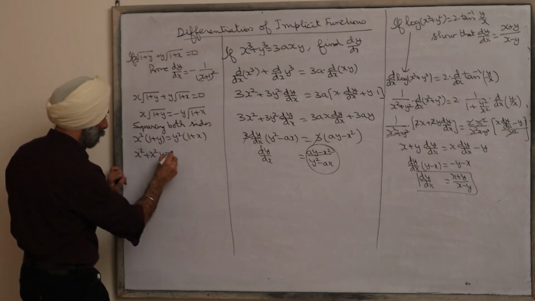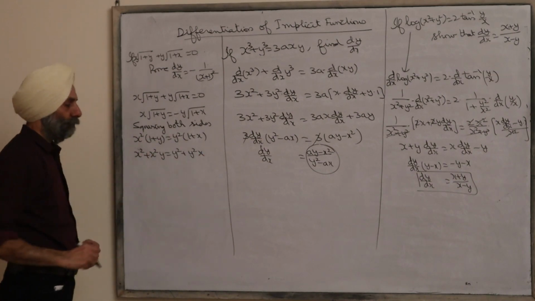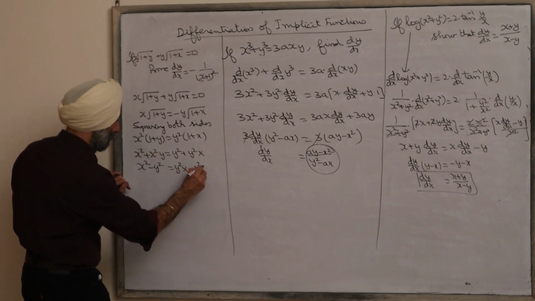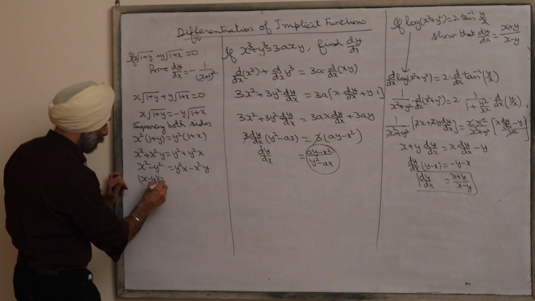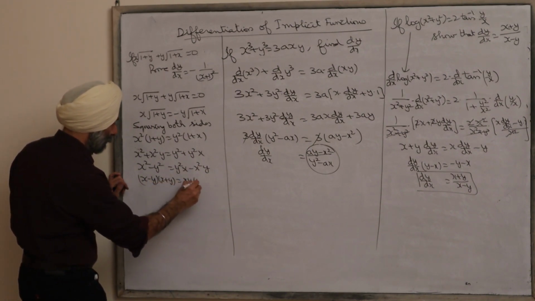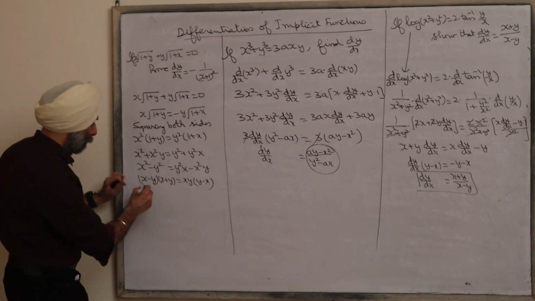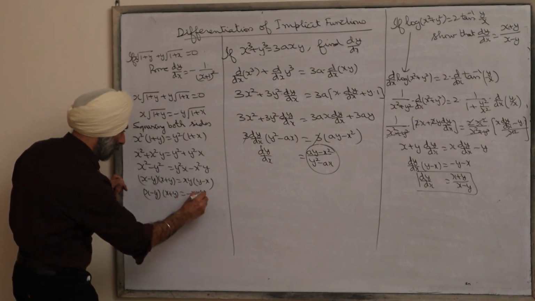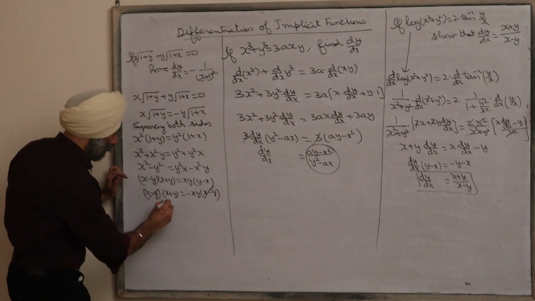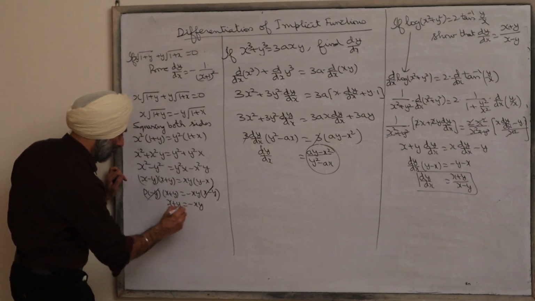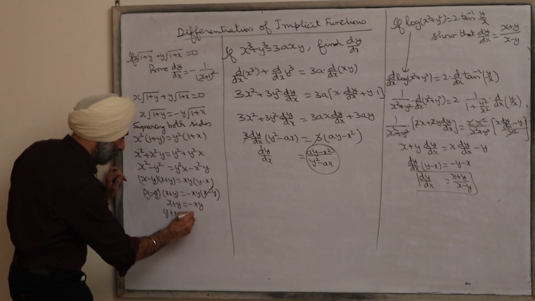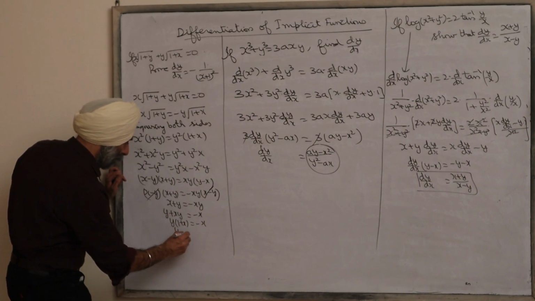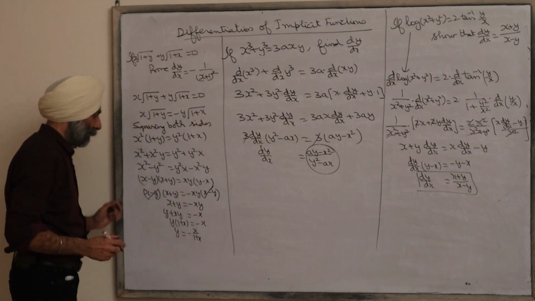It is x square plus x square y is equal to y square plus y square x. It is x square minus y square is equal to y square x minus x square y. Or x minus y into x plus y is equal to xy into y minus x. Or x minus y into x plus y is equal to minus of xy into x minus y. This will cancel. Now x plus y is equal to minus xy. So y plus xy is equal to minus x. Or y into 1 plus x is equal to minus x. That is y is equal to minus x over 1 plus x.